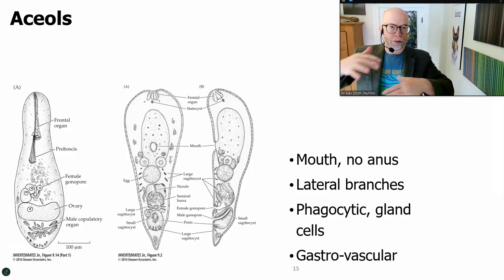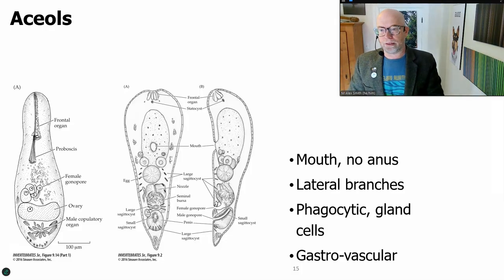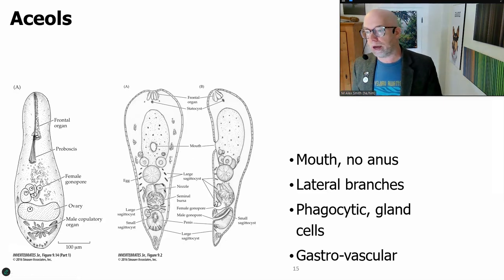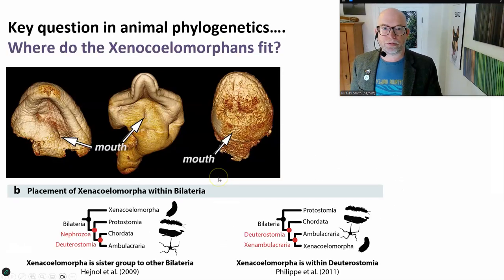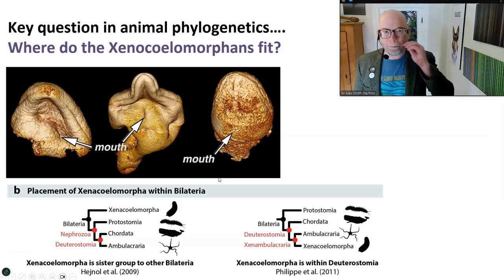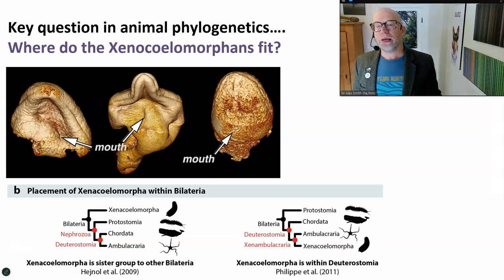So all those other traits, like very dorsally flattened, lacking lots of things, no mouth, no anus, lateral branches. They have some phagocytic glands that allow them to digest. And in this case, they do have some gastrovascular things. And you can see that there are eggs. And so a little bit of a sexual reproductive system and a slight hint of gonochory. So that's my nod to the aceals.